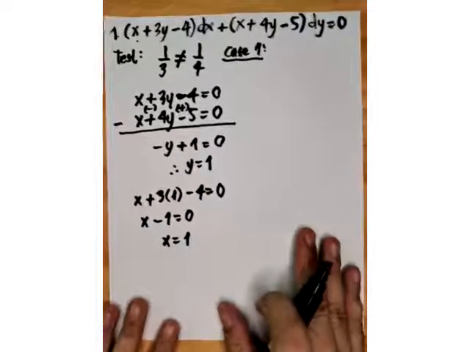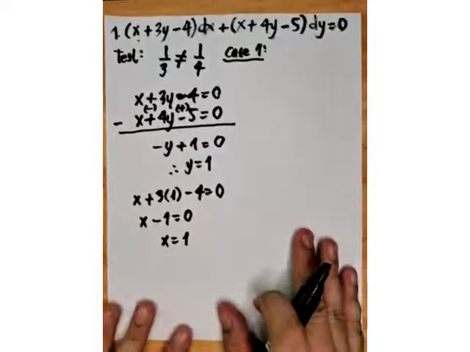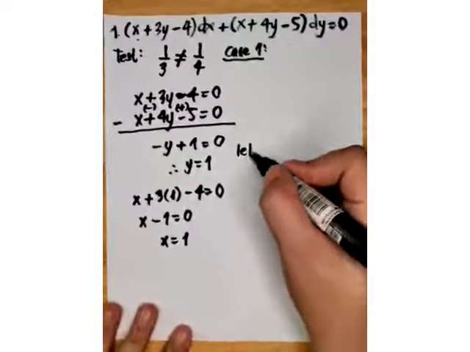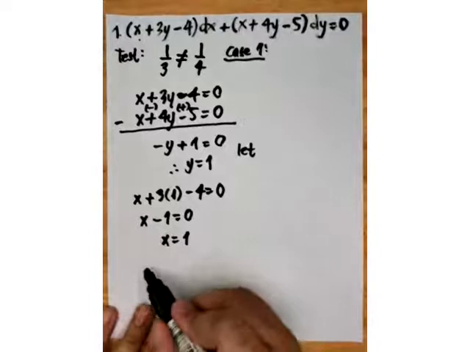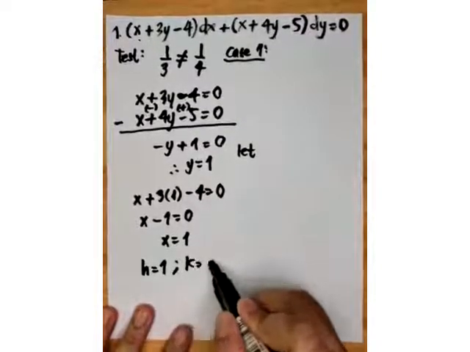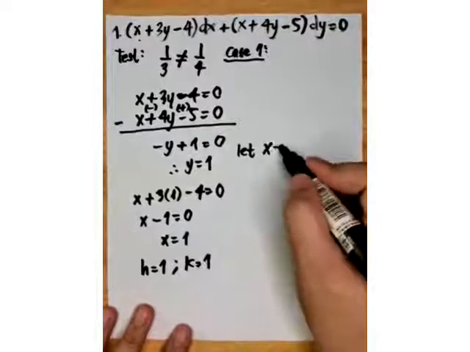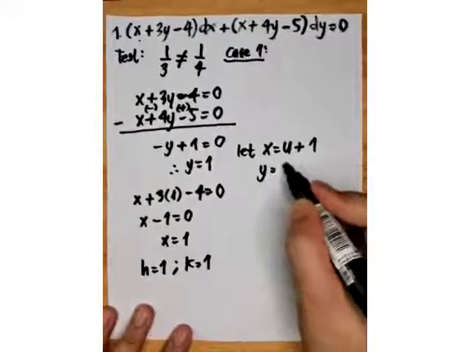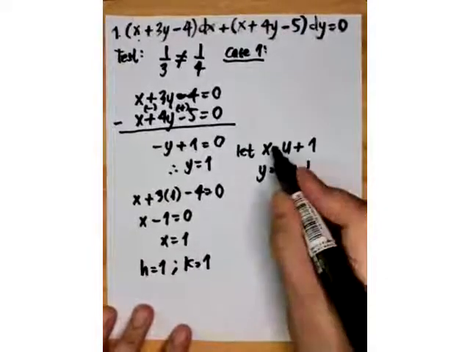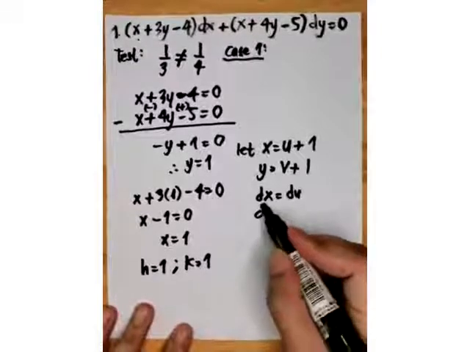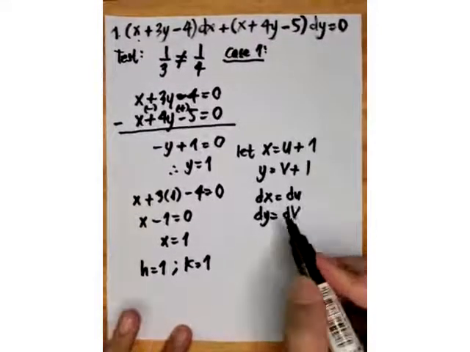Okay? Next. So, let's do the substitution. So, we let x. Since yung h natin ay 1, at ang k natin ay also 1, we let x = u + 1 and y = v + 1. And then you derive yung una. So dx is equal to du, and then dy is equal to dv.